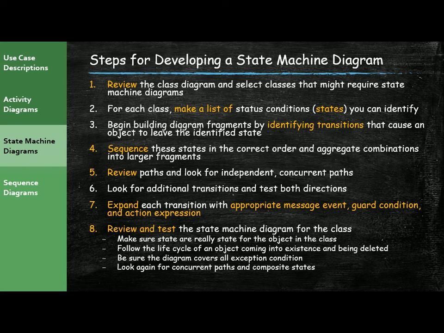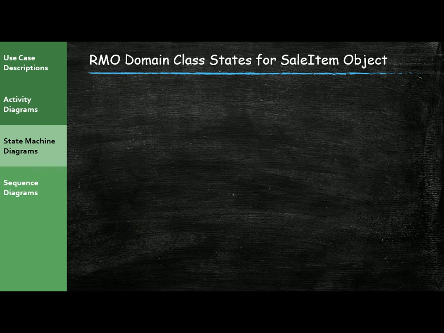We're going to be sure that the diagram covers all exception conditions and look again for concurrent paths and composite states. Where could we get those exception conditions? We could look at our fully developed use case description, which we talked about earlier. So those are the basics of a state machine diagram, and you'll see some examples in your textbook for those. So I'll give you some examples here too.